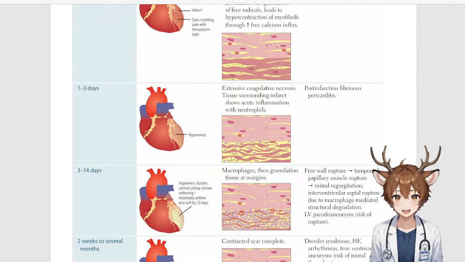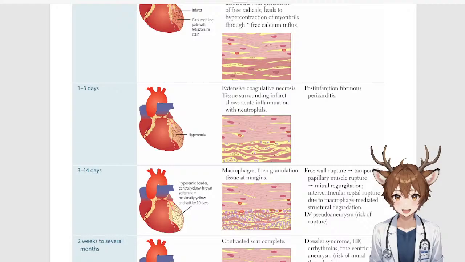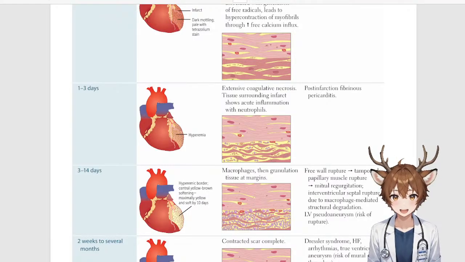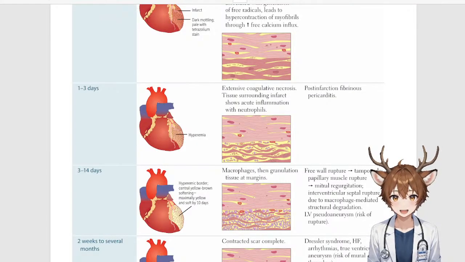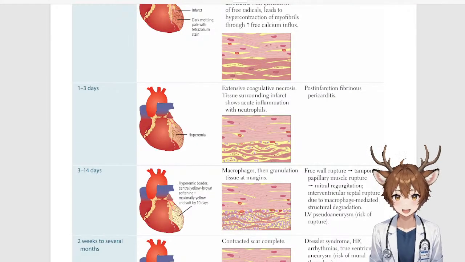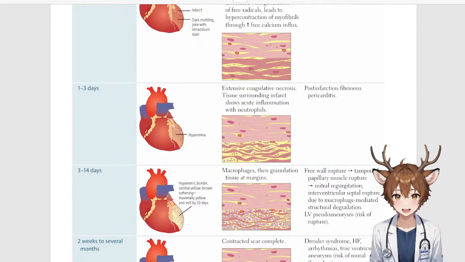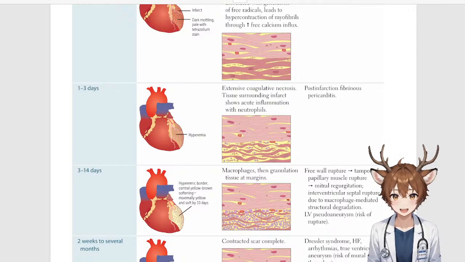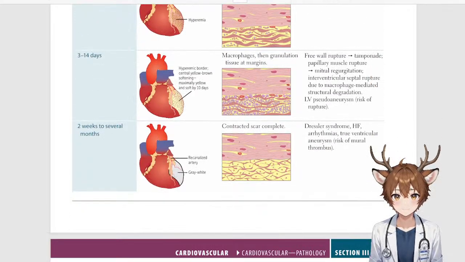So be aware when they ask what kinds of cells they are talking about. Early on, they're talking about free radicals, eosinophilic stripes, calcium influx, hypercontraction, that kind of stuff. What about 1 to 3 days? They're talking about neutrophils and acute inflammation. Post-infarction fibrinous pericarditis is a potential complication. Okay, pericarditis. What about 3 to 14 days afterwards?